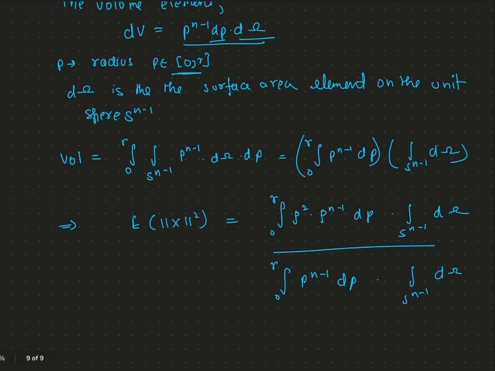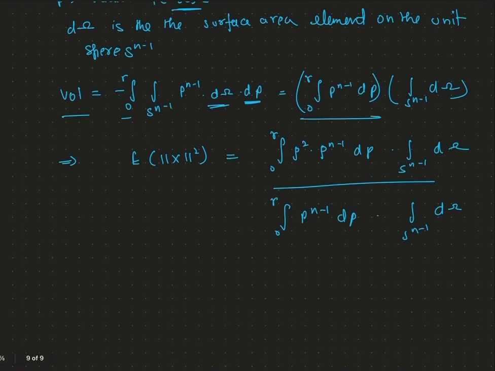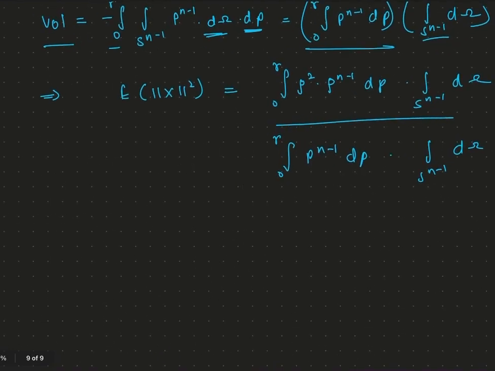So what will the volume be? The volume will be the integration from 0 to r for this term and the integration over S^(n-1) for this term. We can separate it as the integration over 0 to r of rho to the power n minus 1 d rho, times the integration of just d omega over S^(n-1). Now if we calculate the expectation, we get this.